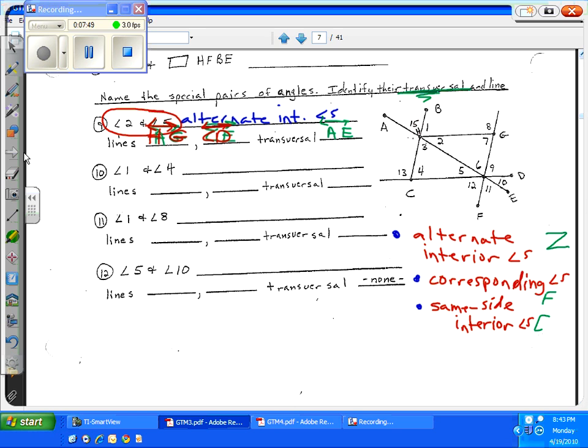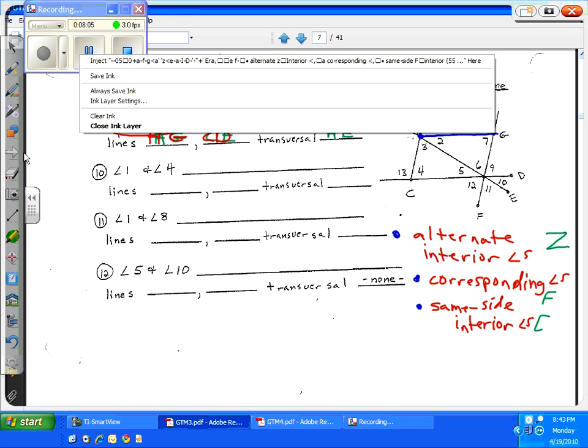All right, let's look at the next example. Number 11, angle 1. So we would find the vertex of angle 1 and then the rays that make the angle. And then we have angle 8. So here's the vertex of angle 8, and here's one ray.